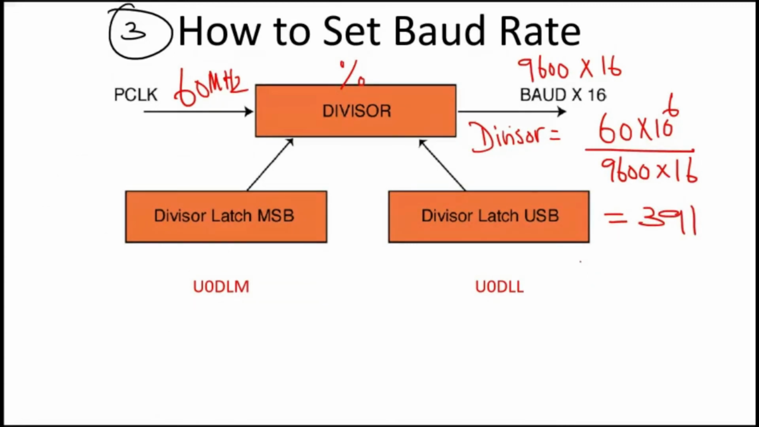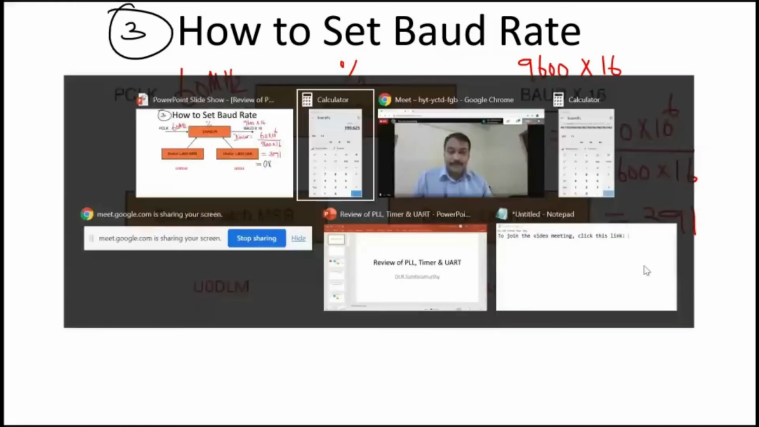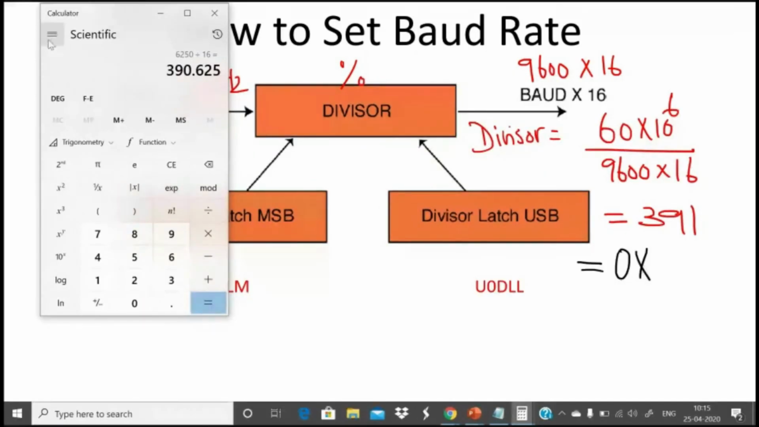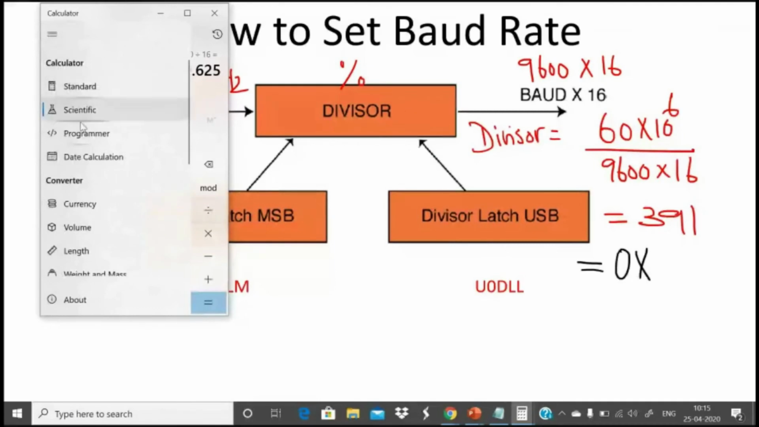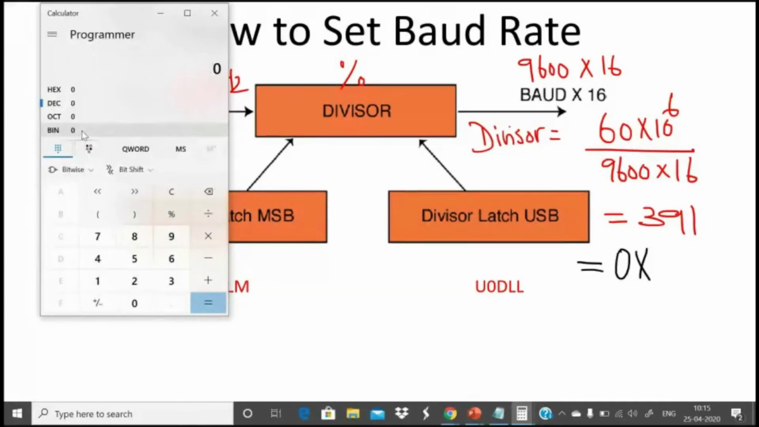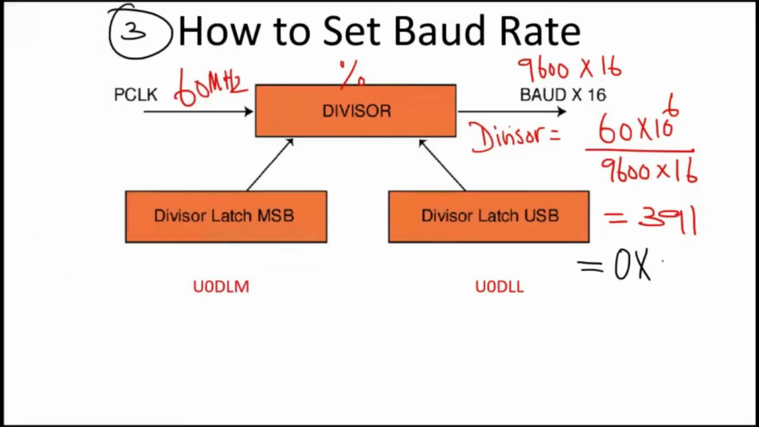What is the value in hexadecimal? Go to programmer. 391 in decimal is 187 in hexadecimal. So hexadecimal 0187. So this is a 16-bit number.